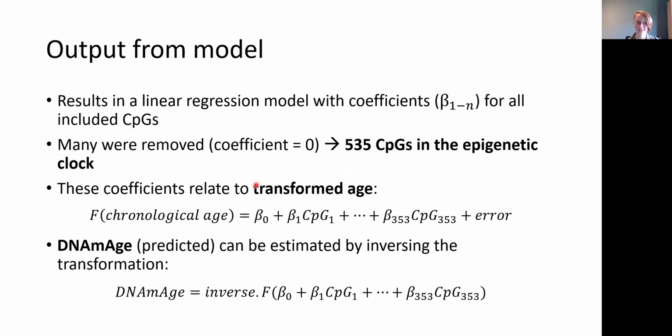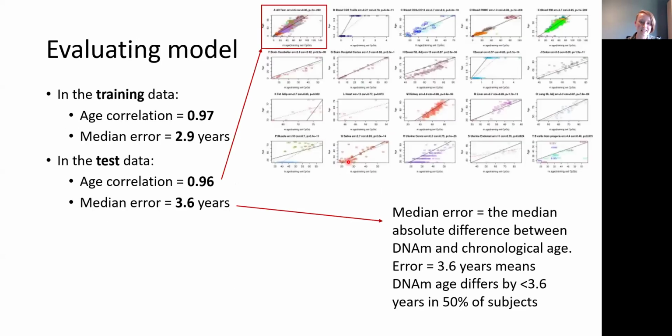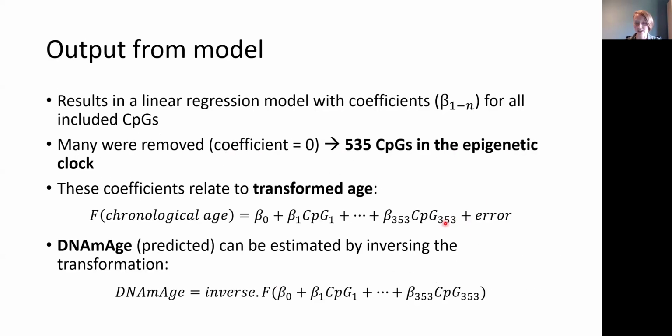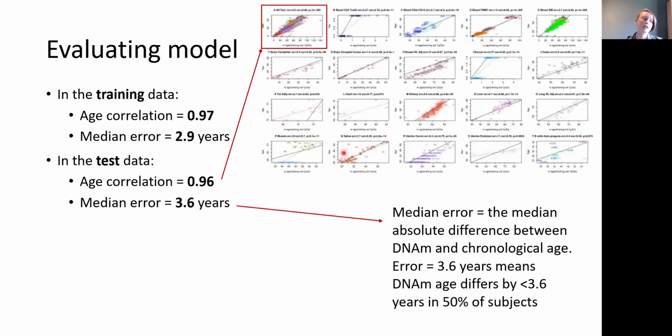Yes, sorry. There's a typo on this slide. You're absolutely right. This should be 353 CPGs, not 535. That's a good spot. But yes, you're absolutely right. Yes, I wrote it right down here, look. So yeah, 353 CPGs were included, not 535.